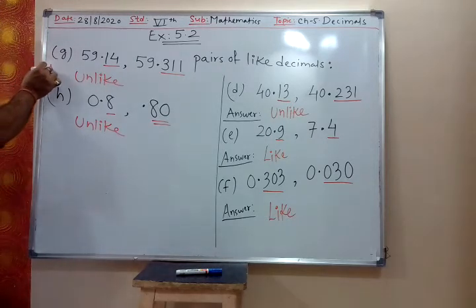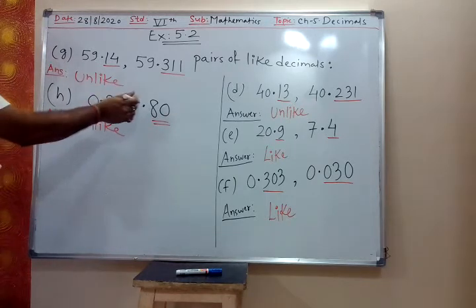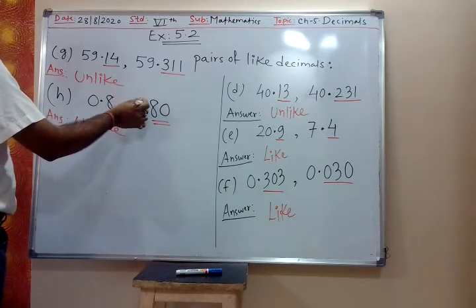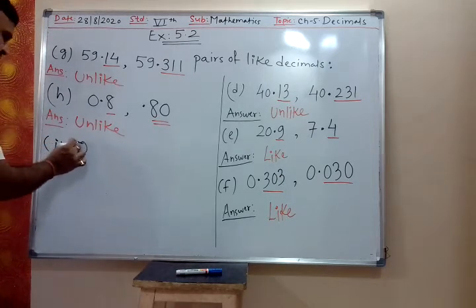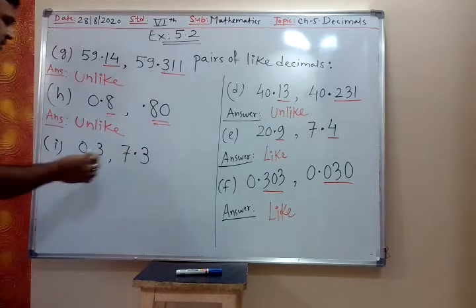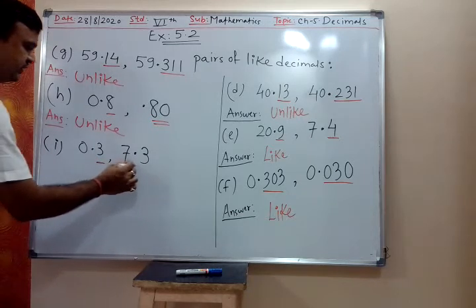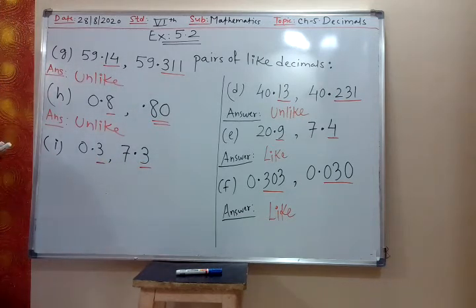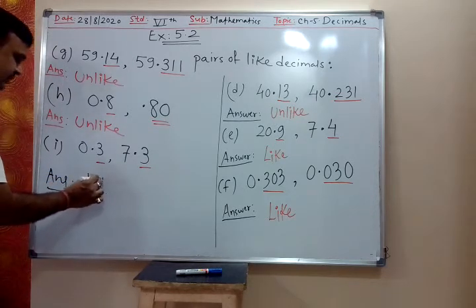You write the answer. You can write 0 before the decimal; if you don't write 0, no problem. Then I, 0.3 and 7.3. You count after decimal, how many digits are there? One digit, one digit. So they are like. Answer is like.